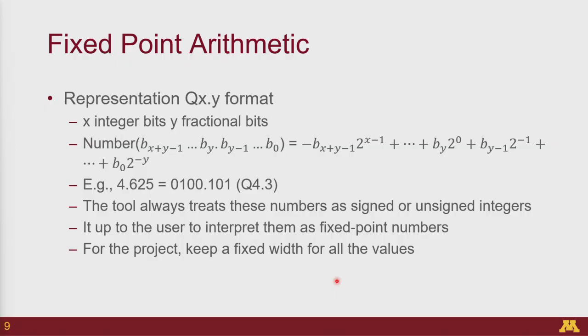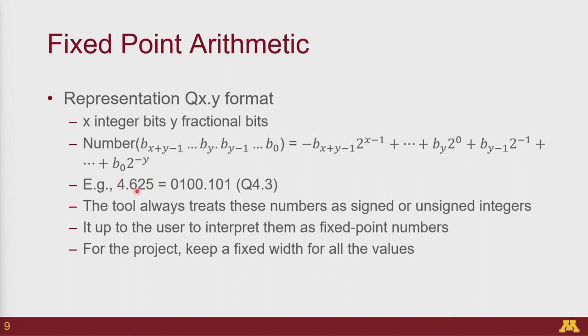I seem to have a repeat slide. So essentially, fixed point arithmetic, which we have seen before in the homeworks, represents any sort of number as an integer portion and a fractional portion. So in this case, if we have a Qx.y format, that would mean there are x bits in the integer component and y bits in the fractional component. And as we've seen earlier, that would translate to an equation when we want to convert from this binary number to the real number.